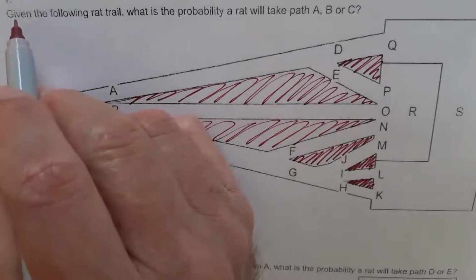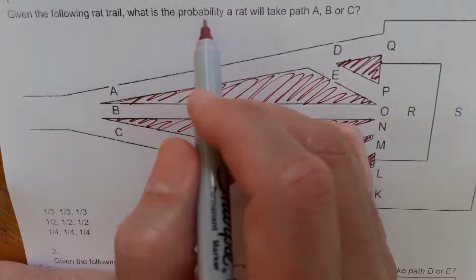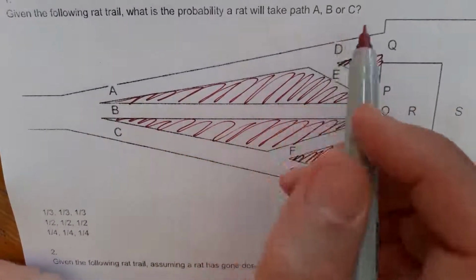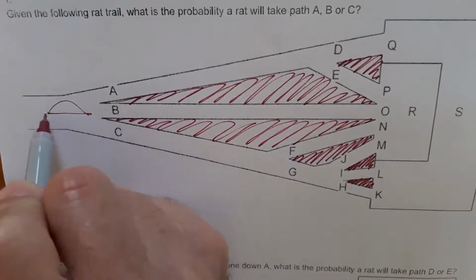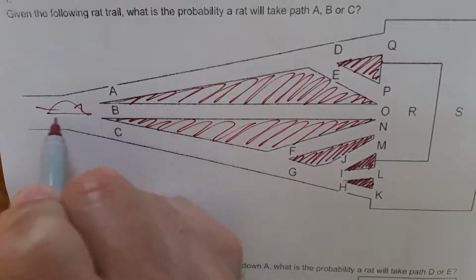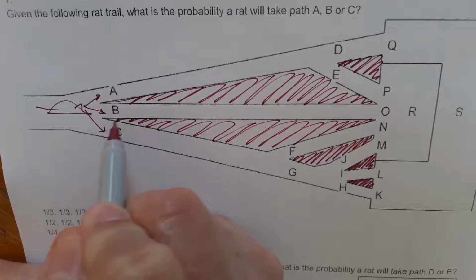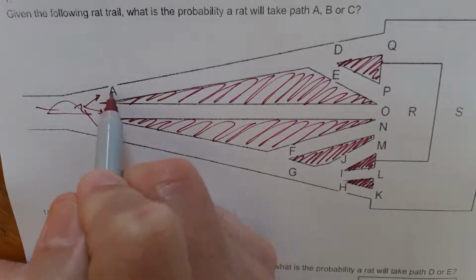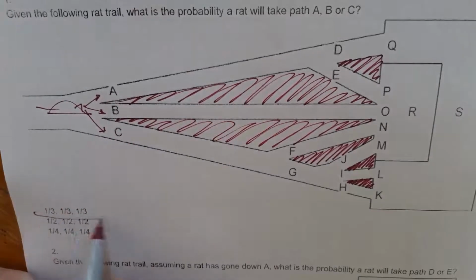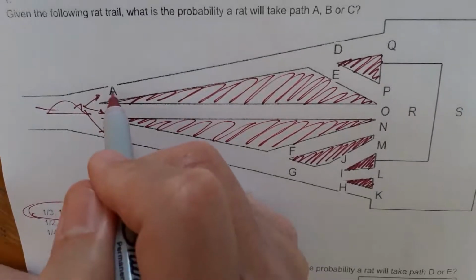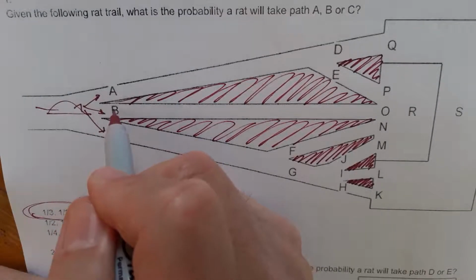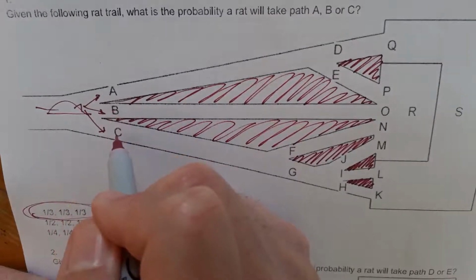Okay, so given the following rat trail, what is the probability a rat will take path A, B, or C? I always try to draw a rat for you guys, and it looks like this. This is my rat, so the rat's here. What's the probability they go down tunnel A, B, or C? Well, since there are 3 tunnels, it's 1/3, 1/3, 1/3. The other way you could take it is percent: 33.33%, 33.33%, 33.33%.